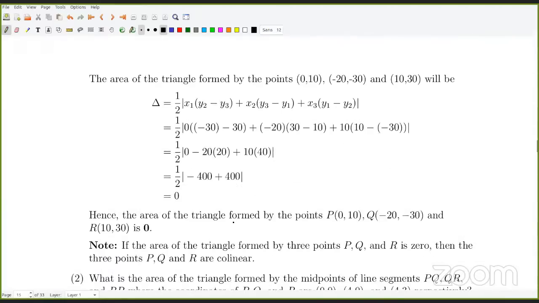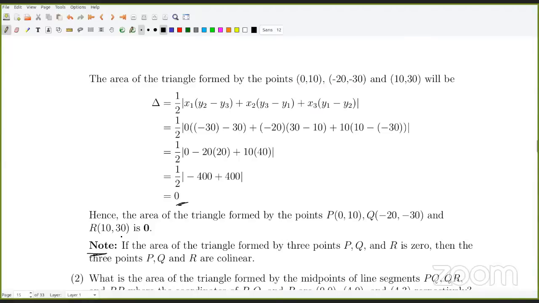If you substitute in the given formula, x1 is 0, x2 is minus 20, x3 is 10, y2 is minus 30, y3 is 30, then 30, 10, 10 minus 30. If you simplify this, we are going to get 0. Whenever you get area as 0, the points are collinear, I believe, sir. Yeah. So if you are getting area as 0, you can see the note here. If the area of a triangle formed by 3 points is 0, then the 3 points are collinear.